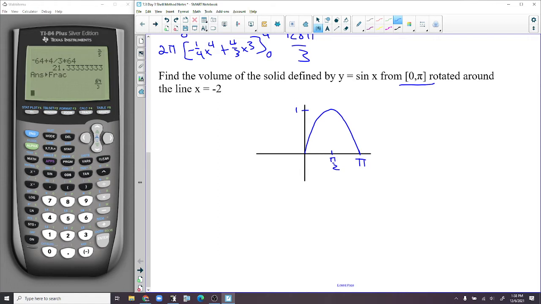Yeah, around the line x equals negative 2. So pi is 3.14, so it's not quite that far, about that far. Let's call that negative 2 there. And then halfway around would be over here somewhere, I'd imagine. Something like that. Well, now if we're going to use the shell method for this, we're going to pick this arbitrary x value somewhere, and halfway around would be over here somewhere. And we're going to rotate this cylinder around like this.